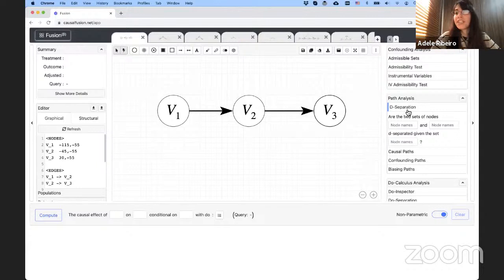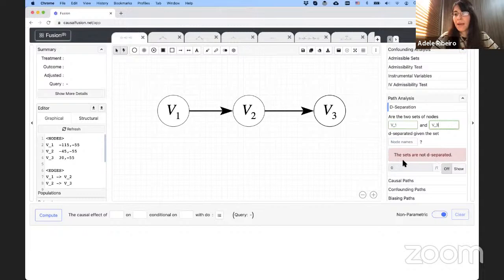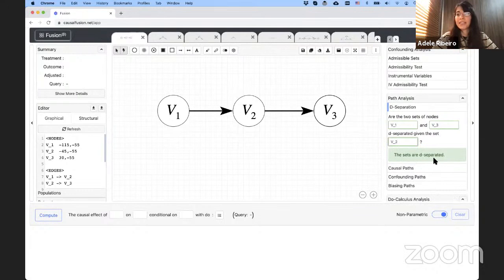So I want to ask, is V1 independent of V3 marginally? And the app answers that the sets are not separated. So that is this flow of information. This is a normal triplet. But if I condition on V2, I block this triplet. So the app says to me that they are separated.